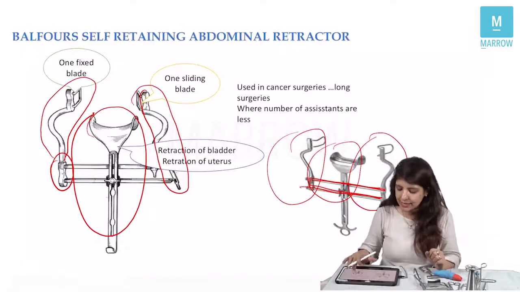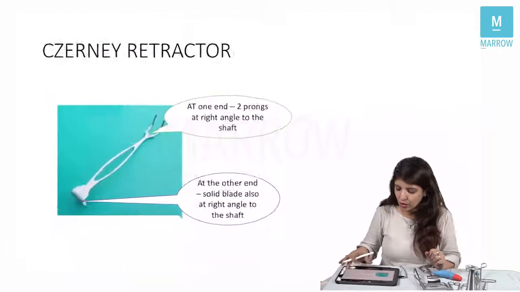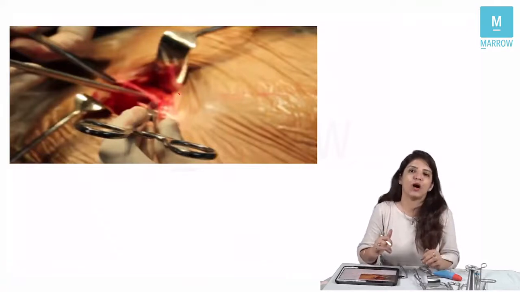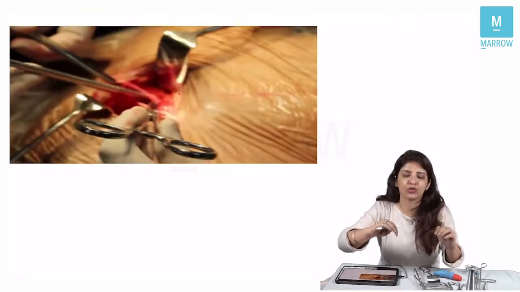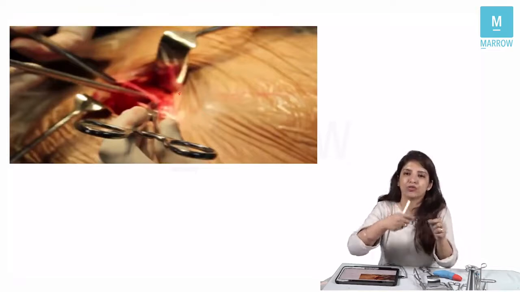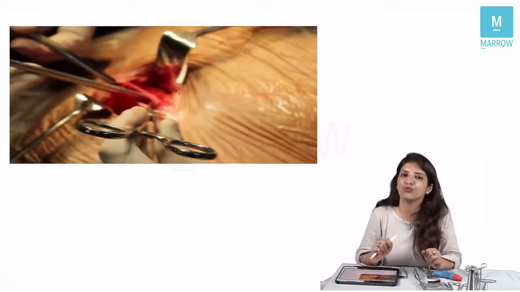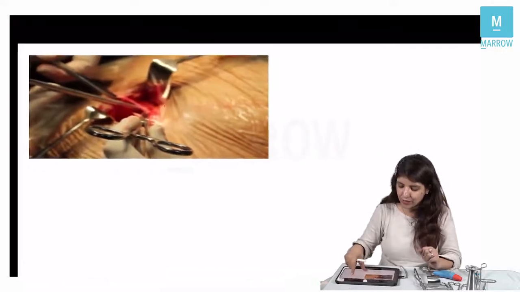Now, as I said, a retractor is also used to retract the tissues. While you are stitching the rectus sheath, you might want to put a retractor so that you can easily stitch the rectus sheath. In that case, the retractor which you use is a Zerny's retractor.